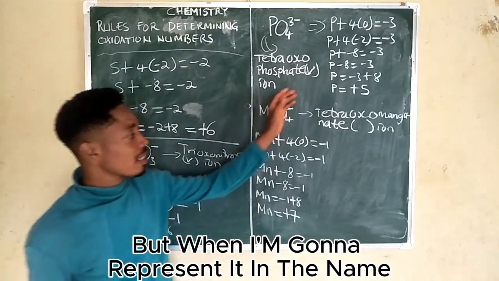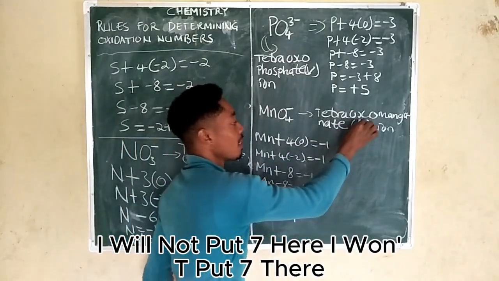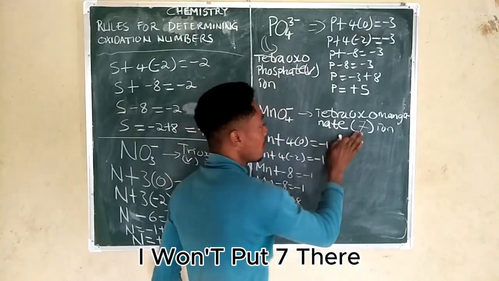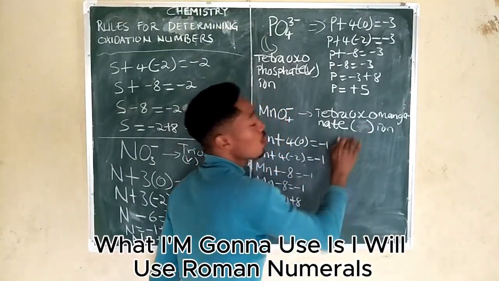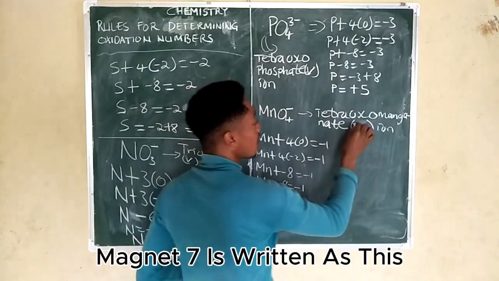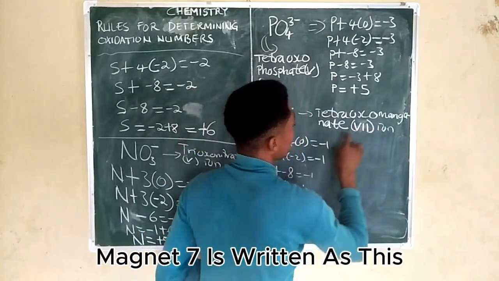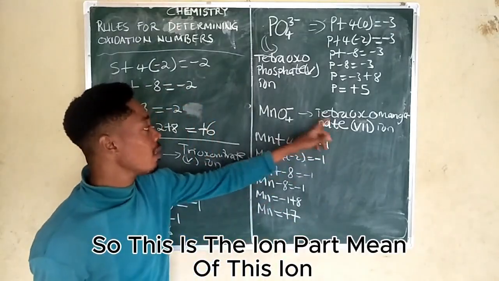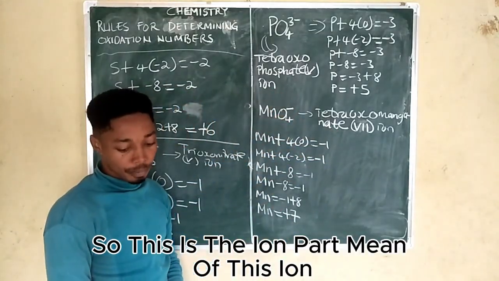But when I'm going to represent it in the name, I will not put 7 there. What I'm going to use is Roman numerals. Manganese 7 is written as this. So this is the IUPAC name of this ion.